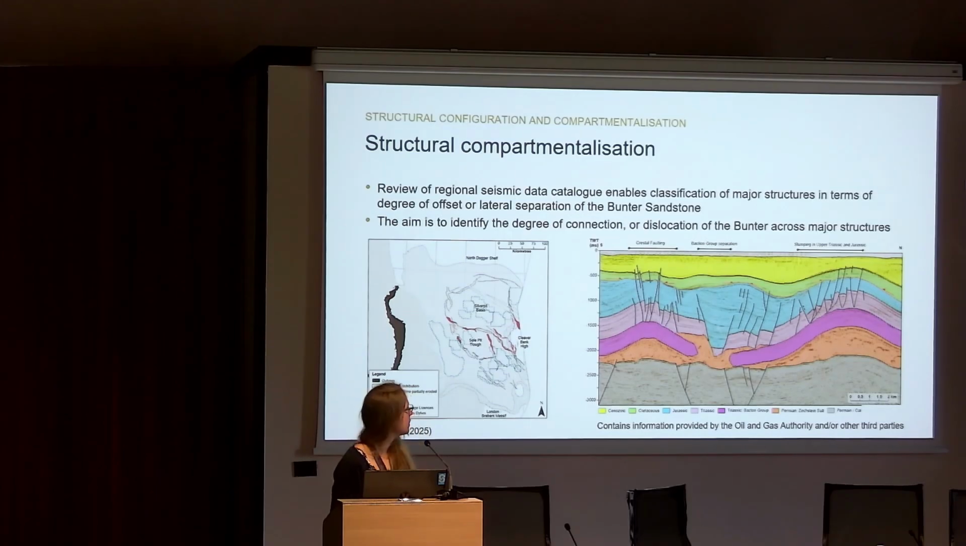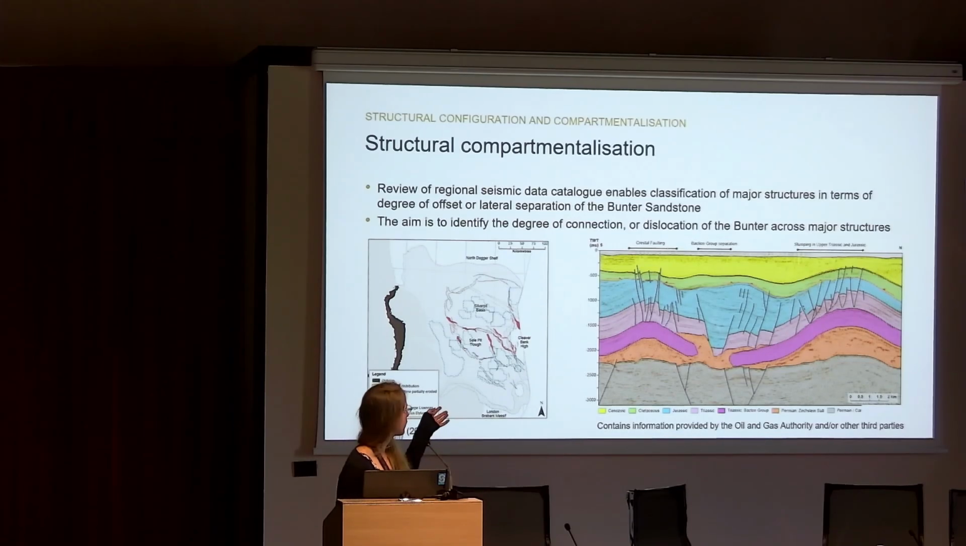But we completed a review of our regional seismic catalogue to look at the major structures. So the aim was to look at the degree of connection within the Bunter itself. So this study is essentially looking at these big regional structures, how connected is the Bunter. So in this case, the purple is the Bacton group, which about the top third is the Bunter Sandstone Formation, and the red below it is the Zechstein, so that's the salt.